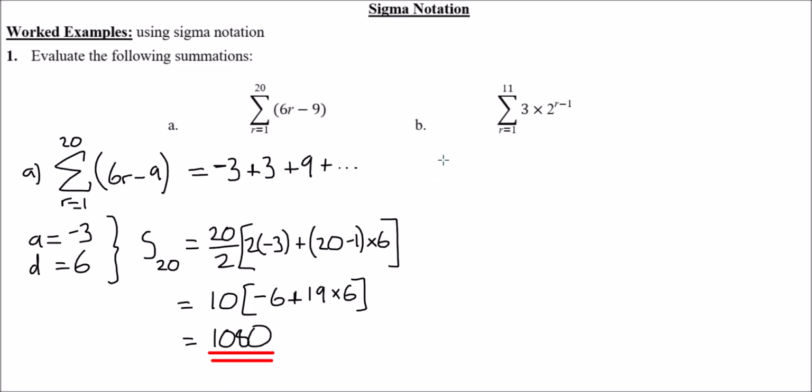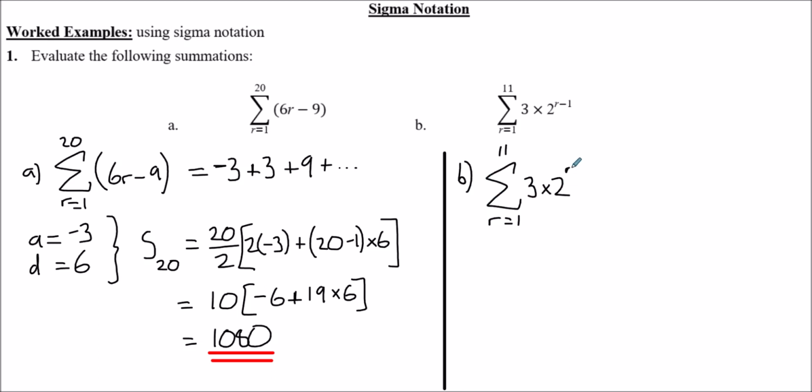So 1080. And part B is fairly similar, I should say. So for B, similar idea, but you notice here, r is in a power relationship. So this is likely going to be geometric, but we're going to test it. What would the first few terms be if I went from r being 1 up to 11, 3 times 2 to the power r minus 1? When r is 1, we're going to have 2 to the power 1 minus 1, which is 0. 2 to the power 0 is 1. So 3 times 1 just gives us 3.